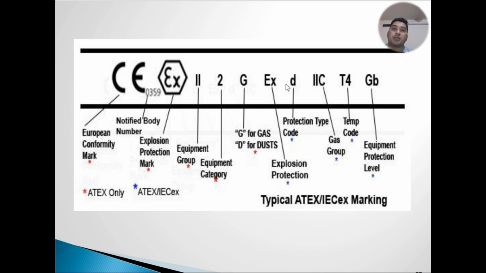Now the explosion protection code: A, B, C, D, then it is for the gas group. Then temperature code T4. Then Gb, the equipment protection level. Clear?